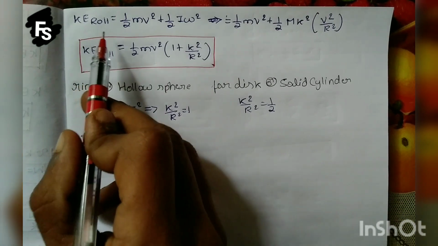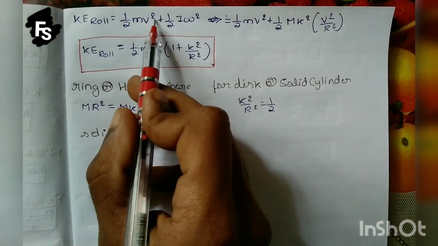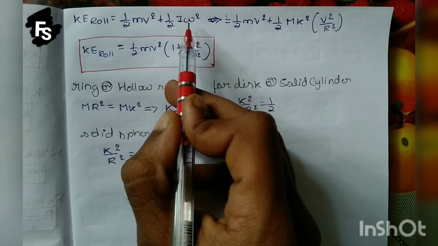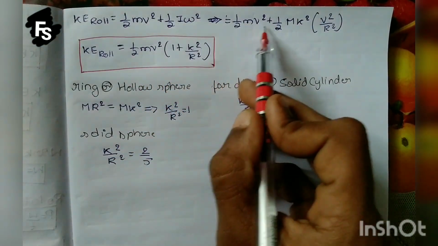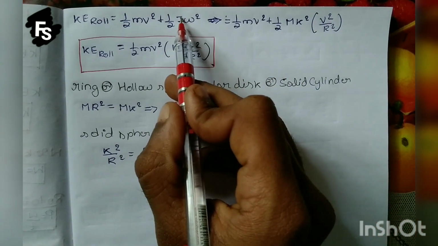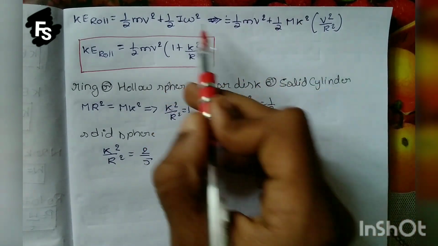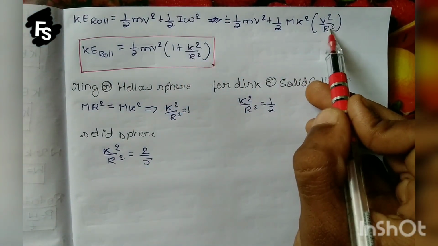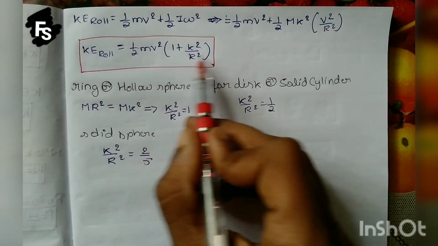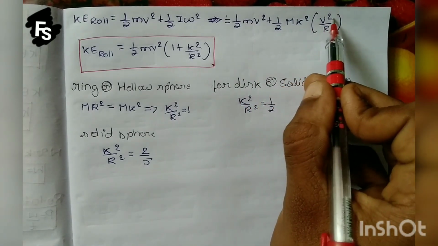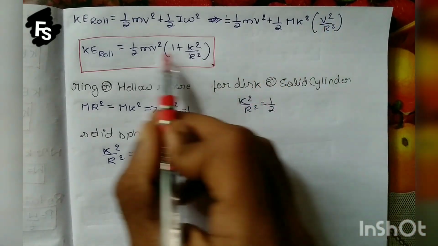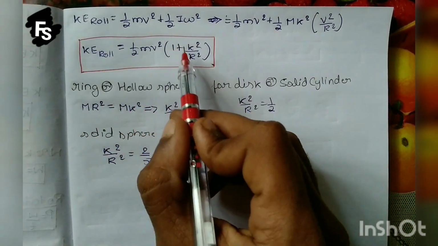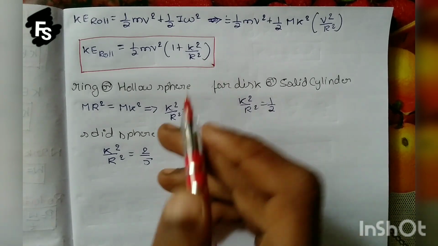How do we derive it? Kinetic energy of rolling motion is equal to 1 by 2 mv square, the kinetic energy of translatory motion, plus 1 by 2 I omega square, the kinetic energy of rotatory motion. That is 1 by 2 mv square plus 1 by 2 m k square, since moment of inertia is m k square, and omega is v by r, so omega square is v square by r square. Taking 1 by 2 mv square as common, we get K rolling is equal to 1 by 2 mv square into 1 plus k square by r square.